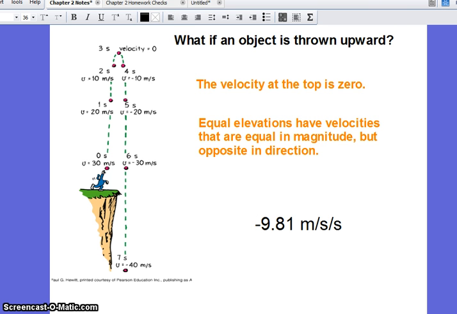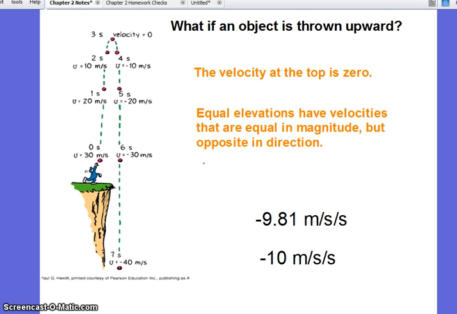Now for this visual here, we've simply rounded that off to negative 10 meters per second. So it's just rounded off to make the numbers nice. So if at time 0 we start at 30 meters per second, after 1 second our velocity has gone down by 10 meters per second, and we're now at 20. After another second, our velocity has gone down by 10 more, so now we're at 10.